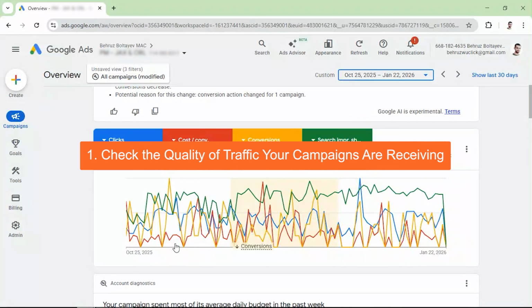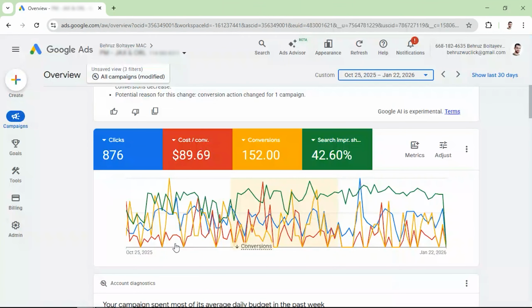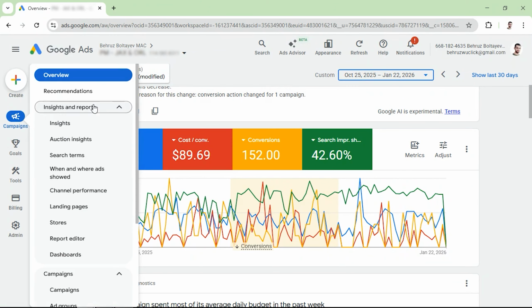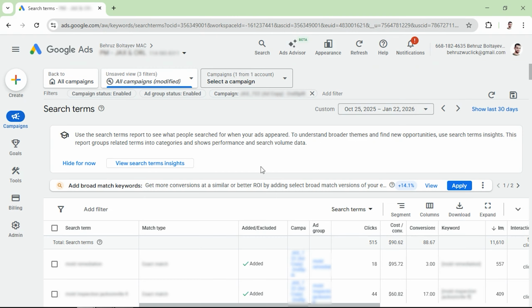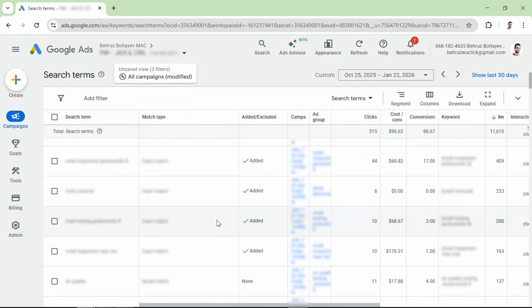So the first thing I would suggest you to do is to check the quality of your traffic. Maybe the traffic you're receiving is not high quality. Maybe that's why you're wasting a lot of your ad budget and they're not turning into conversions. So let's see that example. We're going to go to the insights and reports and go to search terms. From here, we can go through the search terms, and you need to find the search terms which are not relevant. And from here, you can identify the quality of your traffic.